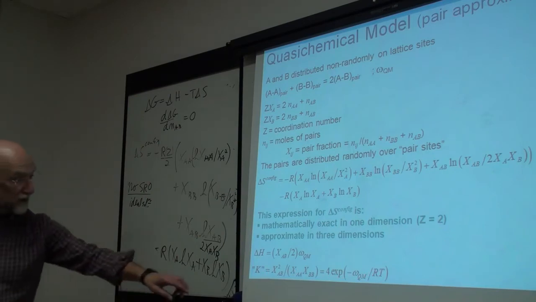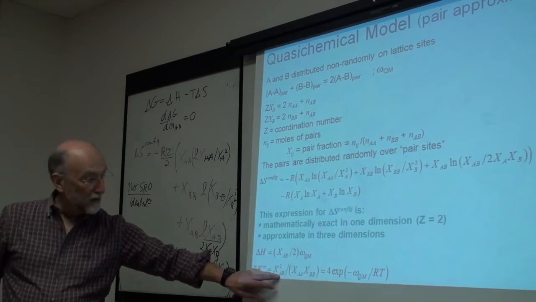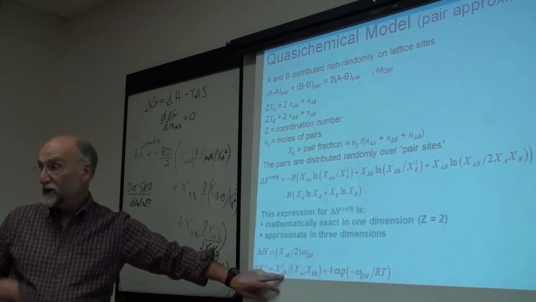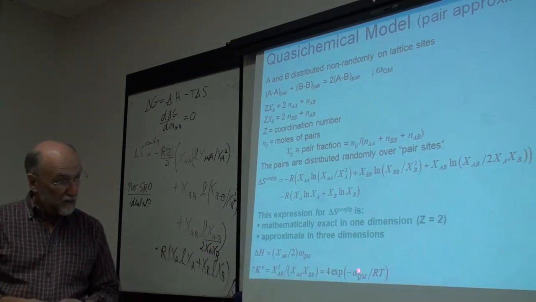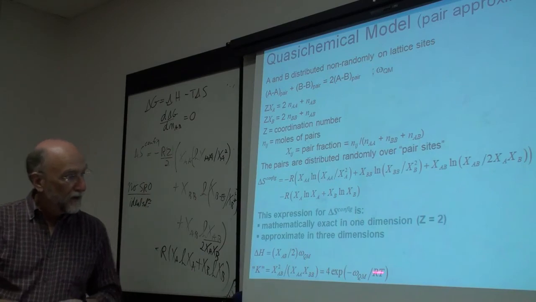In the associate model, this was the number of AB molecules. Now it's the fraction of AB nearest neighbor pairs. Those are the same parameters here. The 4 is here mainly because I put the 2 down here. Don't worry about it.